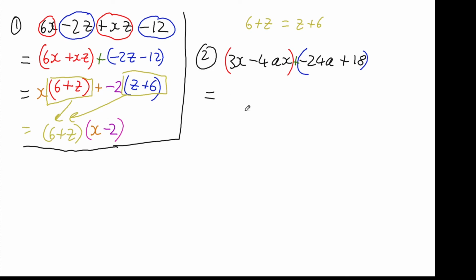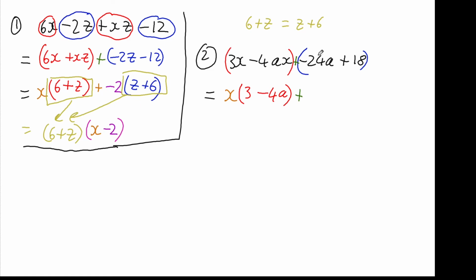So in my first set of brackets, we've already talked about being able to factorize out the x. So let's take out the x. Can I take anything else out? The numbers don't share anything, so I can't. So inside, 3x divide away the x is going to leave us 3. Negative 4a divide away the x is going to leave us negative 4a, because the x will cancel. Add on our next set of brackets.